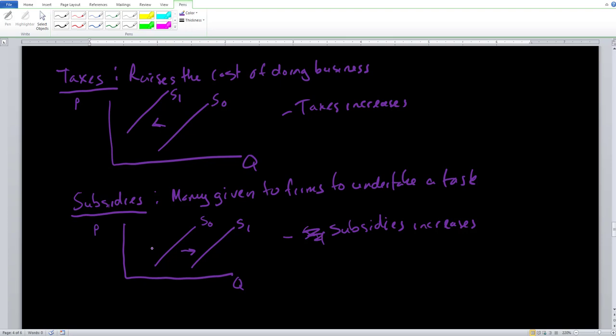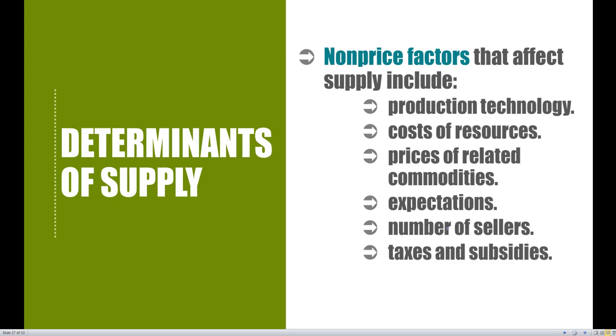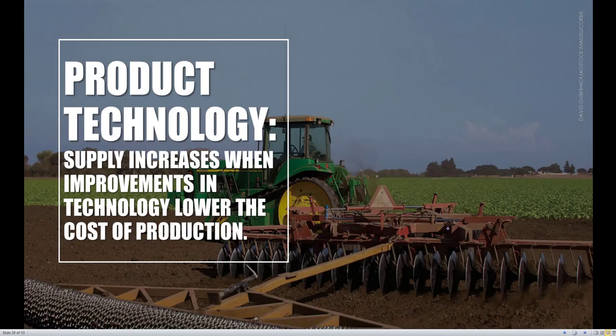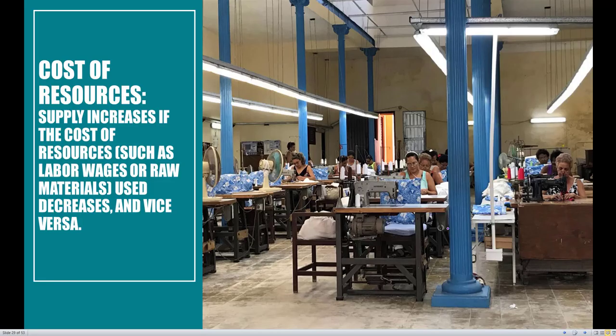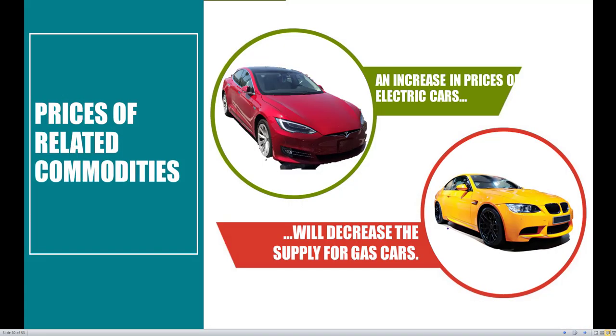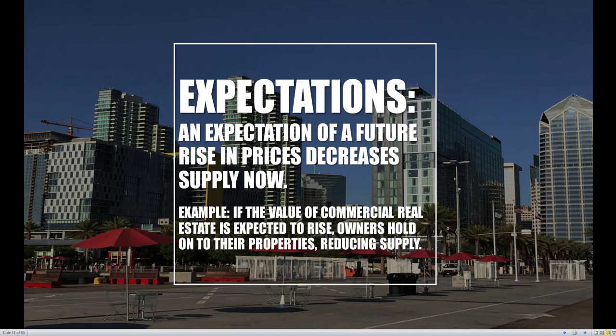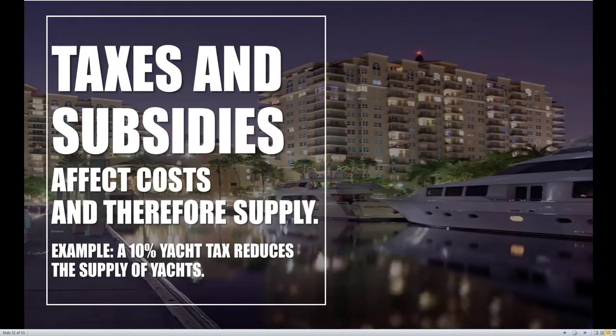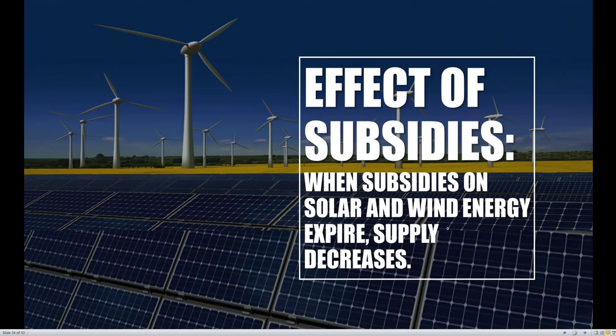So essentially, these are all the determinants of supply that we have taken a look at. And now you have a little bit of a better intuition of exactly how all of these things are going to shift. Of course, do the opposite cases to see exactly what happens in the opposite case, just to get that extra practice. But essentially, we tackled all of these determinants of supply within this lecture. So product technology, we take a look at the cost of resources, the prices of related commodities. This is probably the most confounding one out of all of them. Expectations about future prices. We take a look at the number of sellers. And then finally, of course, taxes and subsidies.